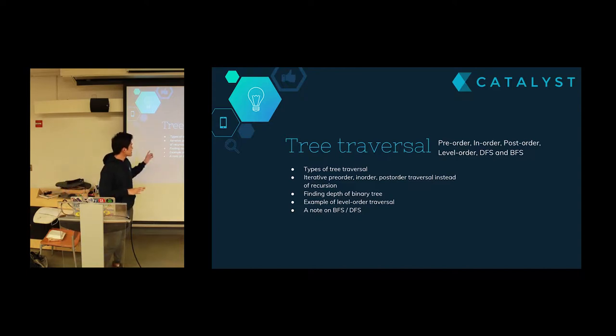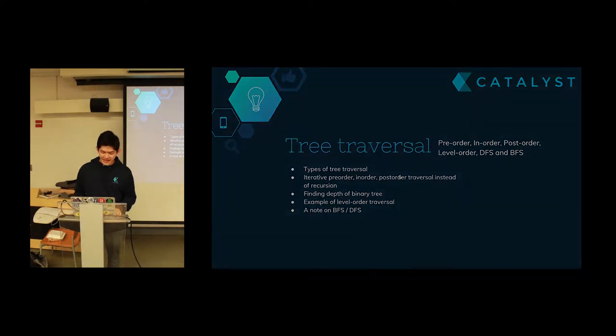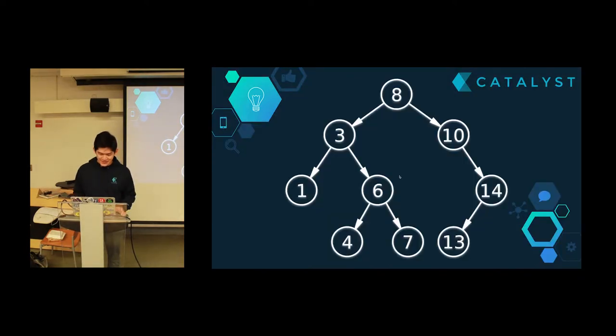So later on we'll be doing some tree traversals, and we'll also be looking at the depth of binary trees, and so on and so forth. So for the first exercise, I have a super nice looking tree here. Can you guys take 5 minutes and write down on a piece of paper or on your laptop the pre-order, in-order, and post-order traversals of this tree?